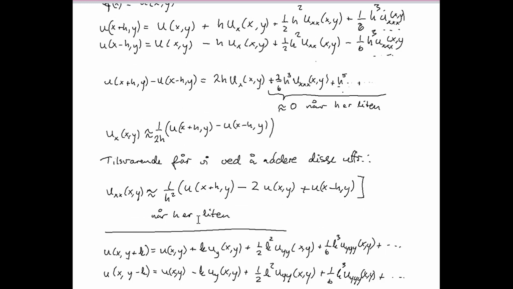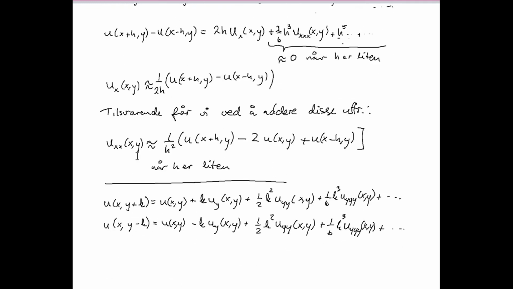Now let's do exactly the same, keeping x a fixed value. We can make a Taylor expansion of this function with respect to the second variable. And if we, instead of using h, use the constant k, we obtain in exactly the same way as above this Taylor development of this function.